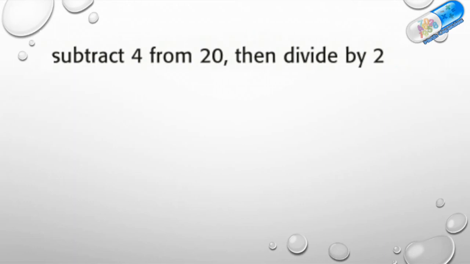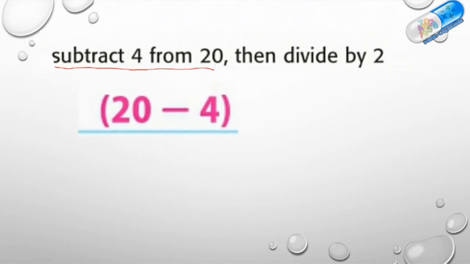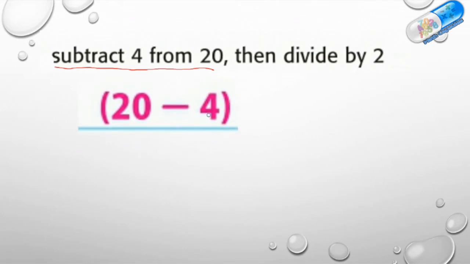Another example, subtract 4 from 20, then divide by 2. Again, we have the first part, subtract 4 from 20. And subtract 4 from 20 looks like this, 20 minus 4. And because we have subtraction and then division, we will put a bracket or a parenthesis here first to make sure that this part is the first part.